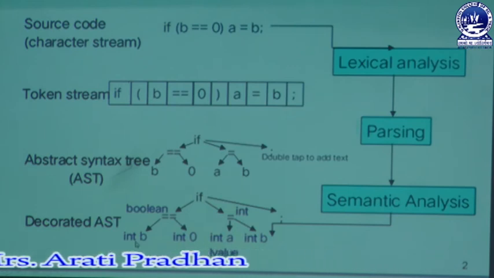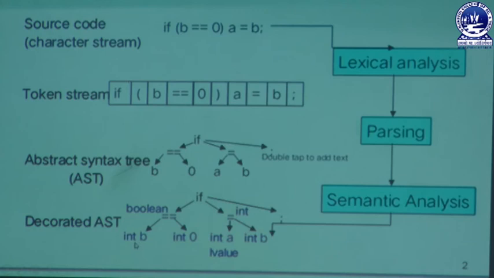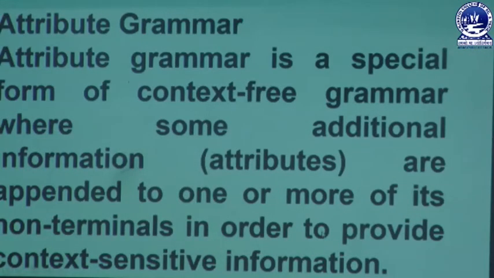First we take int b and int 0, and we check int b with int 0 using the double equal to. If it is true, then we come to the next one, that is int a equal to int b. Here you can see that the parse tree generated in the second phase is extended in the semantic analysis phase.